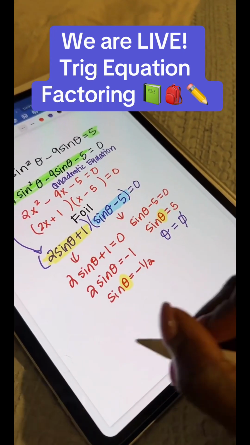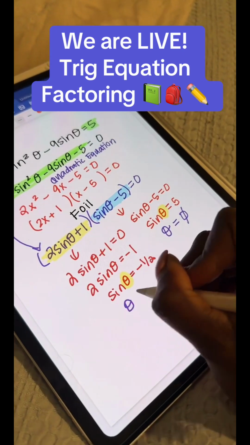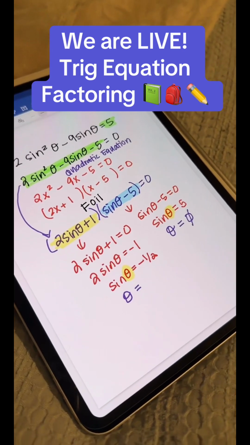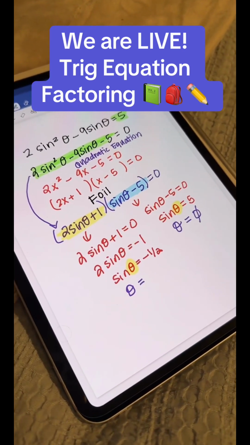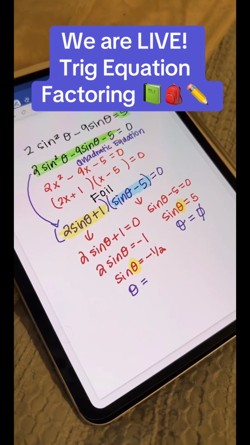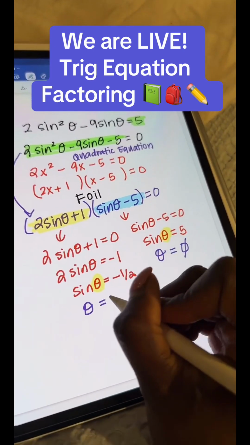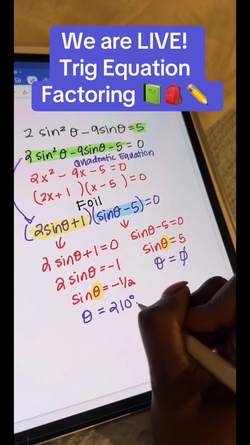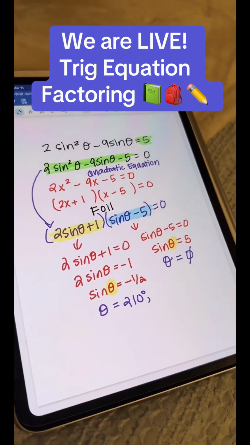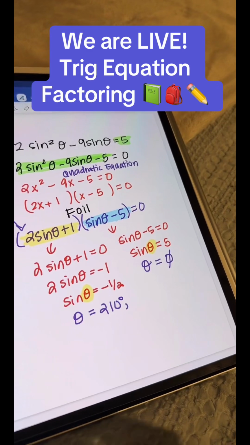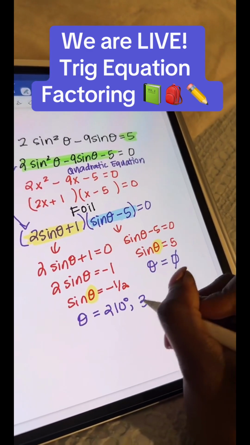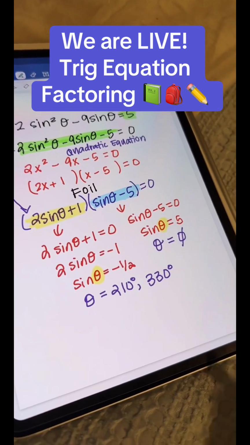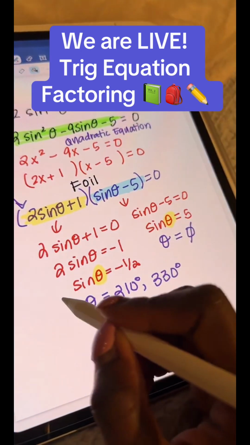Now, this very first equation, you definitely should know what angle, if you take sine of that particular angle, is going to give you negative 1/2. So 30 degrees in that third quadrant, we know that's going to equate to 210 degrees. And then if we go to the fourth quadrant, it would be 330 degrees. Awesome job. So this is going to be our answer.